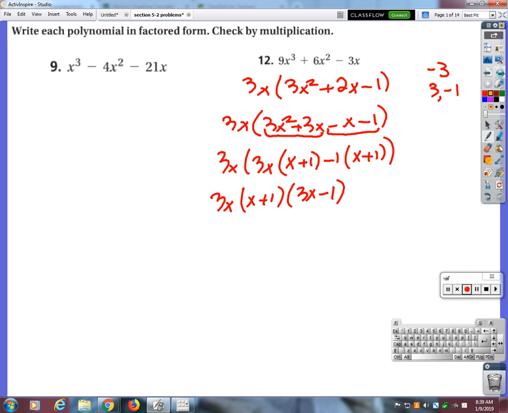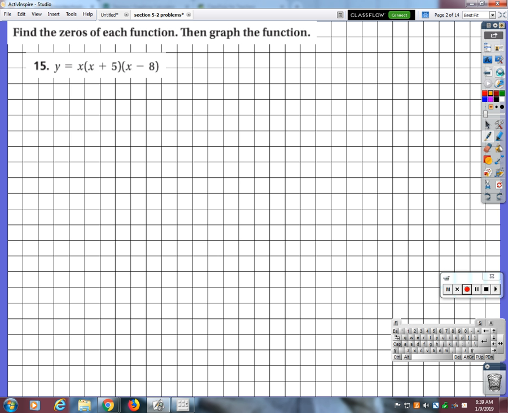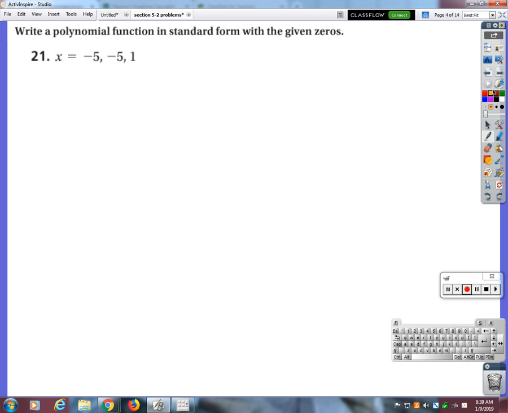Okay, then the 19 through, what did you say, Emma? 19 through 26? Yeah. Okay. Like 24? You can even, okay, 21. Write a polynomial function in standard form with the given zeros. So if you know that, yeah. Yep. And then the last one is, good.